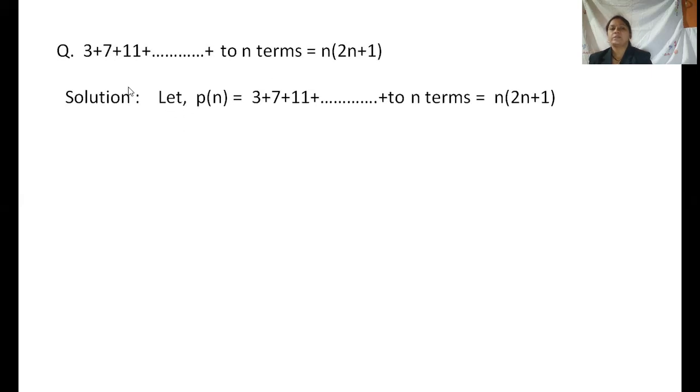Let Pn denote the given sum. Pn is equal to 3 + 7 + 11 + ... up to 2n terms is equal to n(2n + 1). Here 3, 7, 11 are terms of an AP. So here a is equal to 3 and d is equal to 4, where d means common difference.